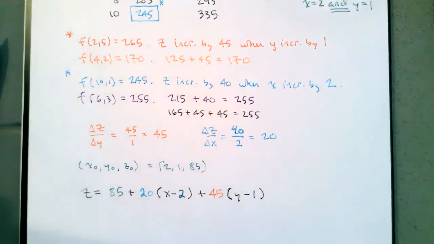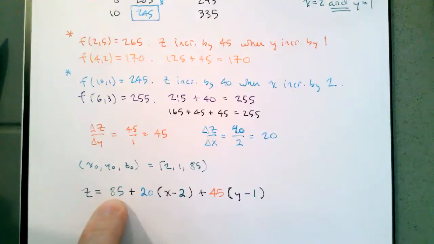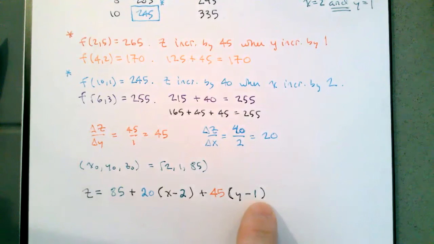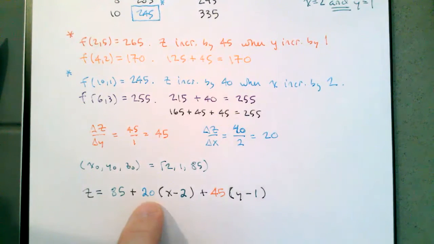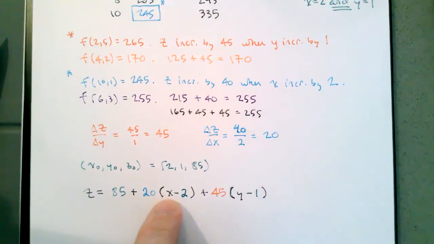It's the same thinking that we applied in the two-dimensional case. So the equation demonstrates that same thinking. Z is 85 when x is 2 and y is 1. Z increases by 20 when x increases by 1, and z increases by 45 when y increases by 1. That's what this equation is telling us.